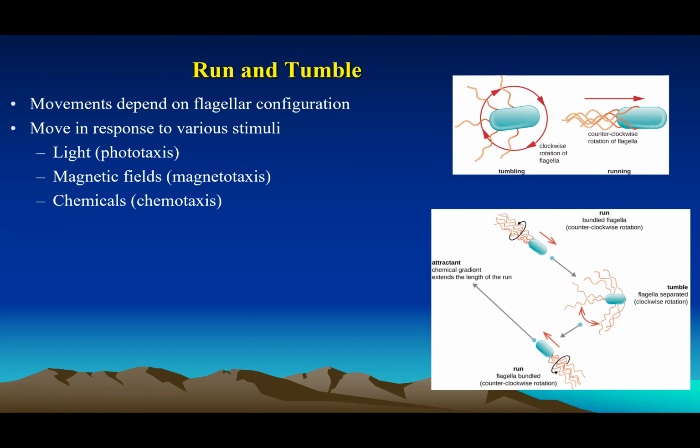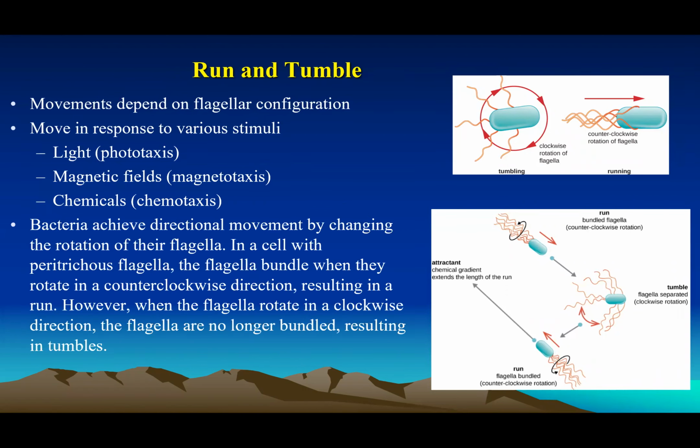So in a cell with peritrichous flagella, when the flagella bundle rotates in a counterclockwise direction, it will result in a run. And if the flagella rotate in a clockwise direction, the flagella are no longer bundled. So that will result in a tumble.